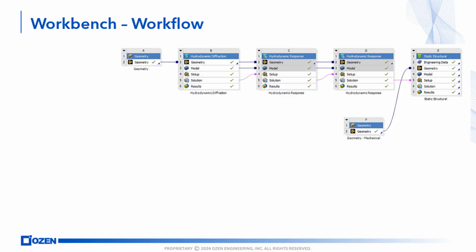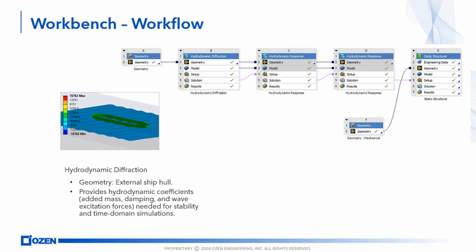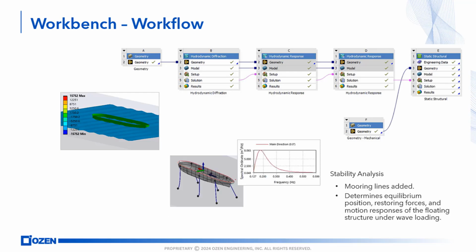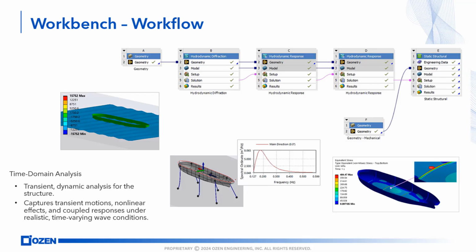Today we will explore the coupling between Ansys Aqwa and Ansys Mechanical for a time domain analysis. This simple demonstration will help illustrate the general workflow. The first stage is the diffraction analysis to calculate the hydrodynamic coefficients. Next, the stability analysis, where we define the equilibrium position and introduce the mooring lines. And finally, the time domain analysis, followed by the load transfer into Mechanical for the structural evaluation. Okay, so let's get started.